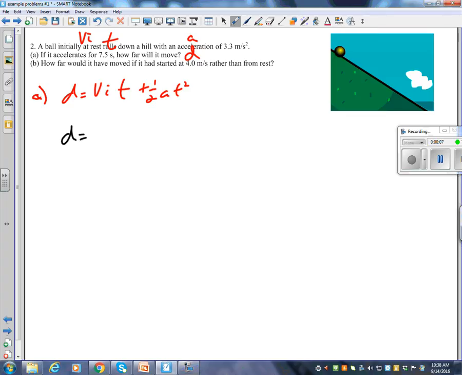Initial velocity, 0. Is it nice when the initial velocity is 0? Yeah, for sure it is. 1/2 acceleration of 3.3 t squared. So do you want me to put this in here? Yeah. What's that going to do to it? Going to give me 0.